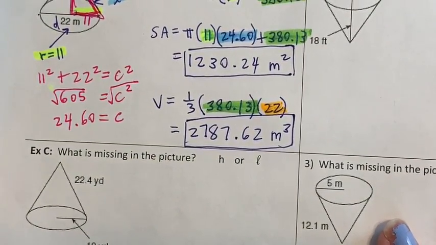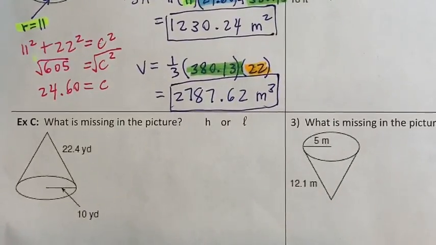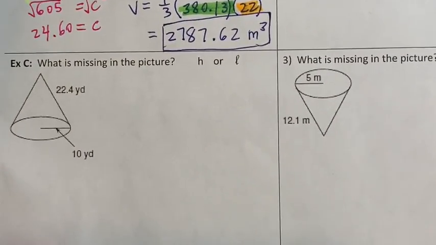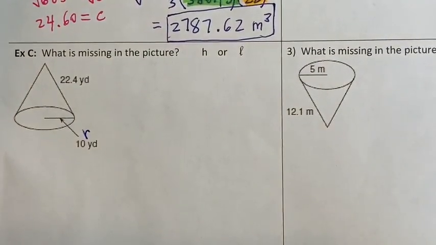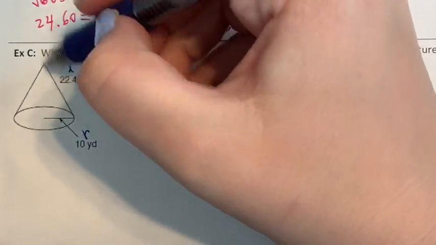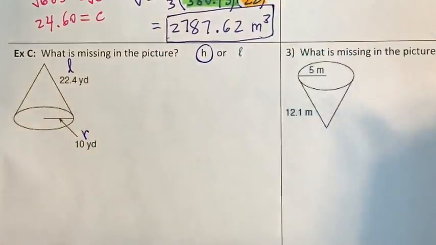And on example C, we are asked what is missing in the picture. So we probably need to start doing some labeling. The 10 yards is our radius. And this 22.4 is our slant height. That's on the diagonal. So that means we must be missing our true height.